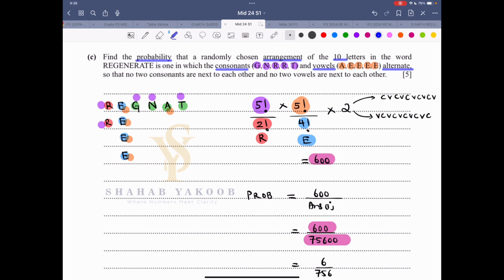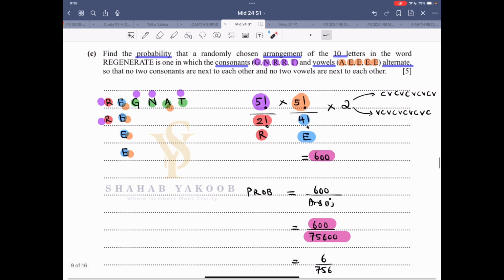Now there are 5 of each. So there are 2 possibilities. It could be consonant, vowel, and so on. Or it could be vowel, consonant, and so on. So for the consonant, that's 5 factorial. For the vowels, that's also 5 factorial. Out of the consonants, there are 2 R's divided by 2 factorial. Out of the vowels, there are 4 E's divided by 4 factorial. And why multiply by 2? Because 2 options are there. This comes out to be 600.